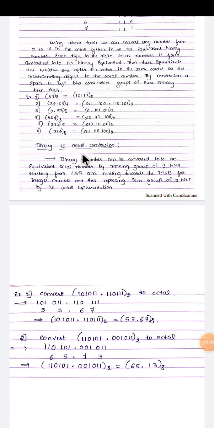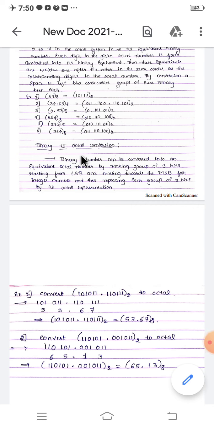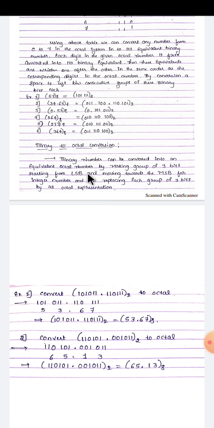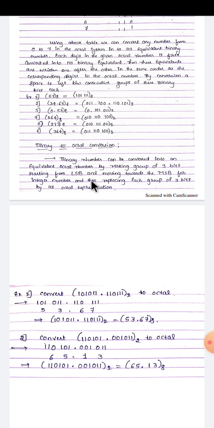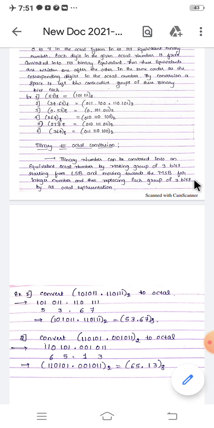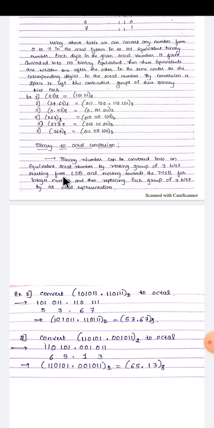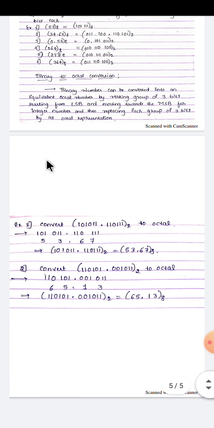Binary to octal conversion. Earlier we converted octal to binary. Next, binary to octal. A binary number can be converted into an equivalent octal number by making groups of 3 bits starting from the LSB and moving towards the MSB for the integer part, and then replacing each group of 3 bits by its octal representation. When we solve an example, then we can understand.